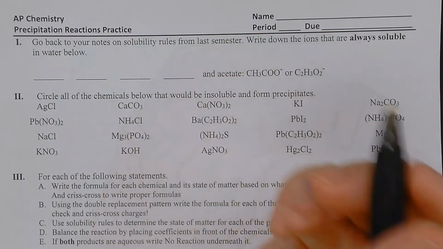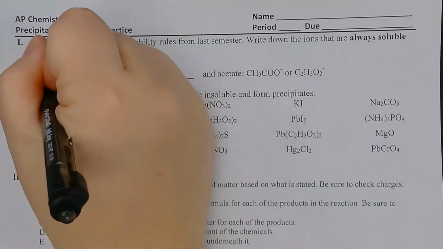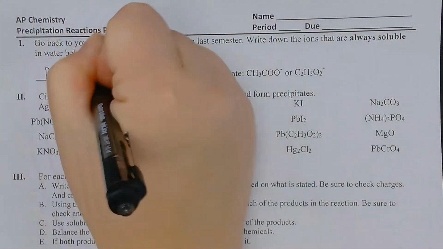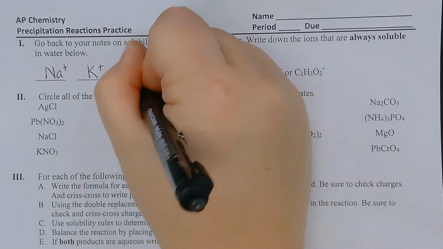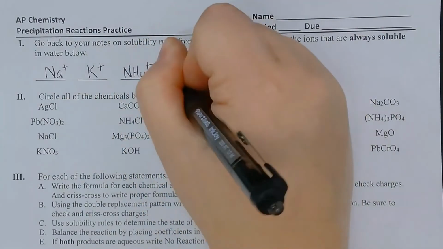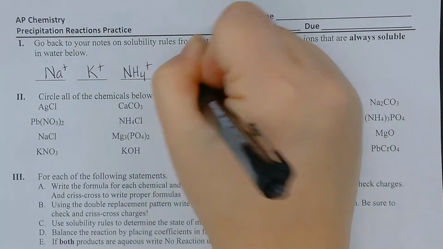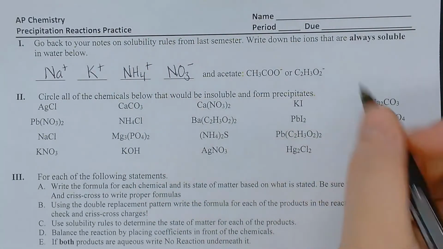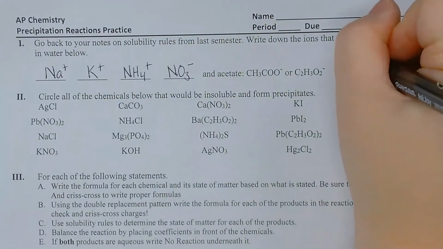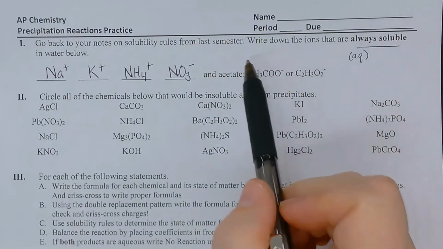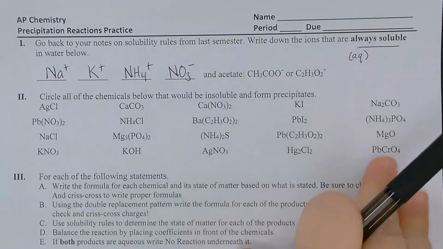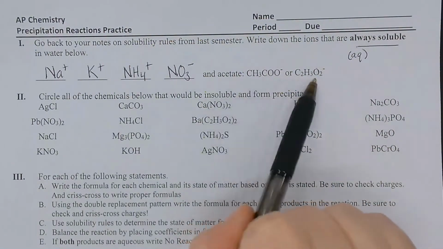All right, so we should have gotten our positive ions are sodium, potassium, basic elements, ammonium, and our negative one is nitrate. So those are the four ions that are always soluble, meaning they will always dissolve and form aqueous solutions. Now I did add another one on here to give us a little more things to play with. Acetate ion is also always soluble.